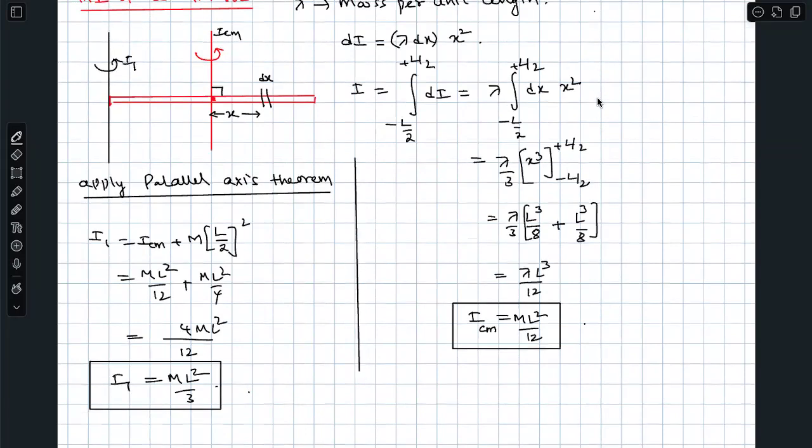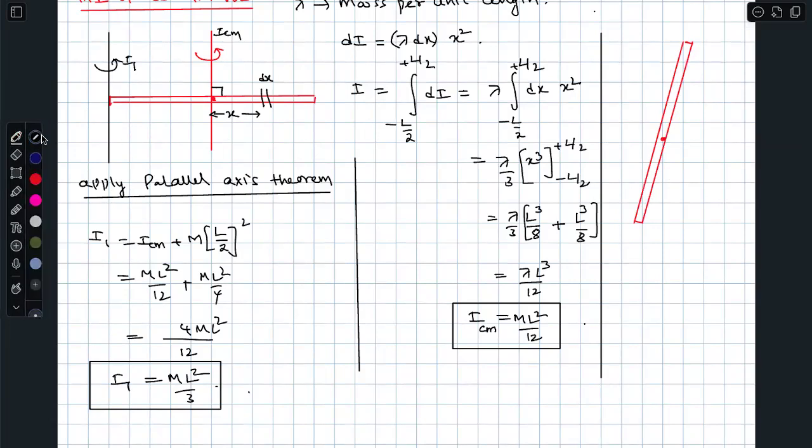What if you have a situation where the rod is like this and the axis is like this, which makes an angle theta. Now you take some r and an element dr.